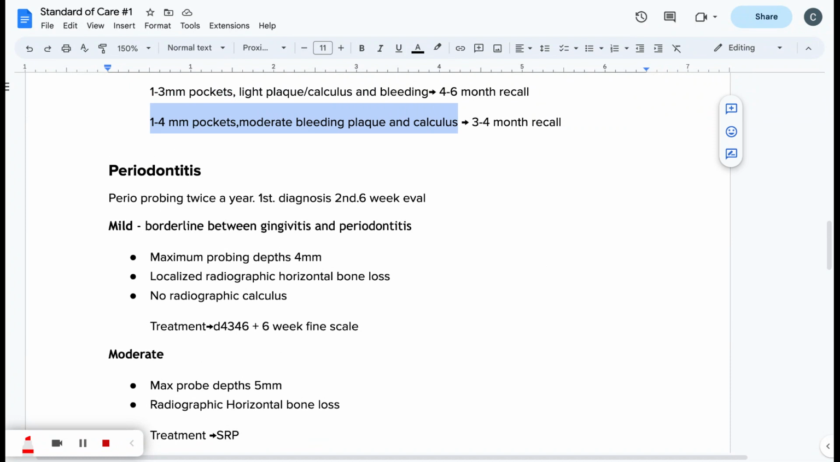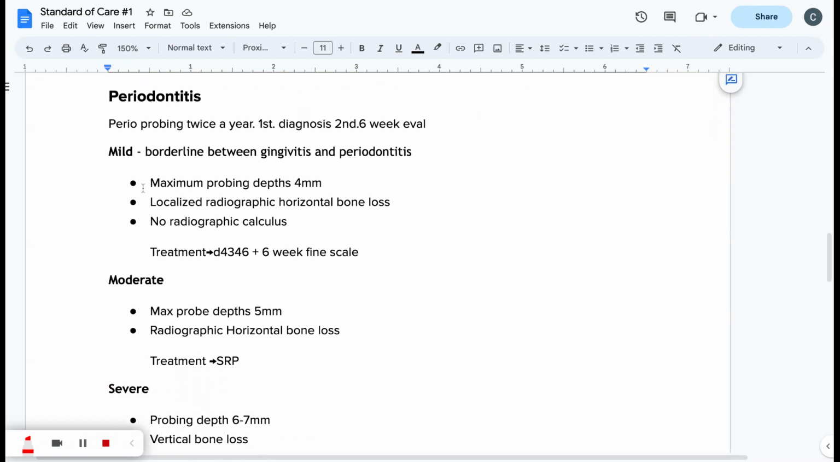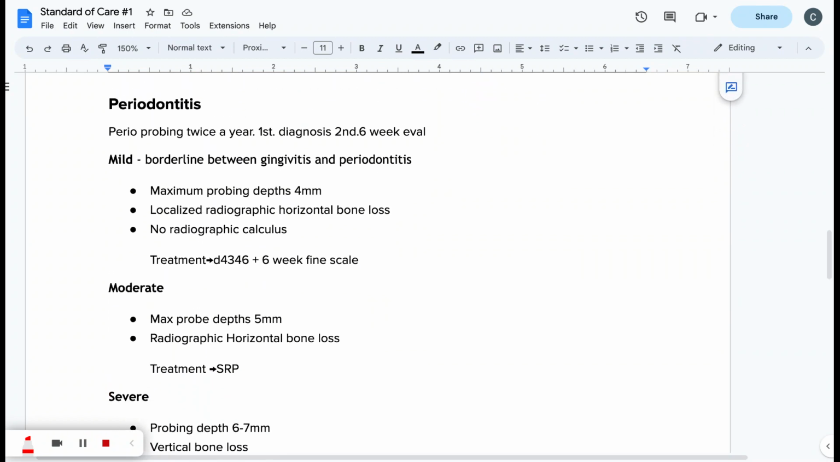Now, the patients that still present with inflammation, moderate bleeding, plaque, and calculus, these patients are at a greater risk to develop periodontitis. So these patients, we're going to see them more often. It would be on a 3 to 4 month recall basis. For our perio patients, we are going to probe twice a year, on the day that we diagnose the disease and when they come back for the evaluation.